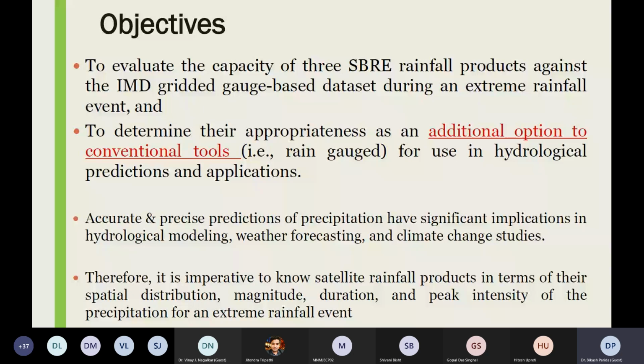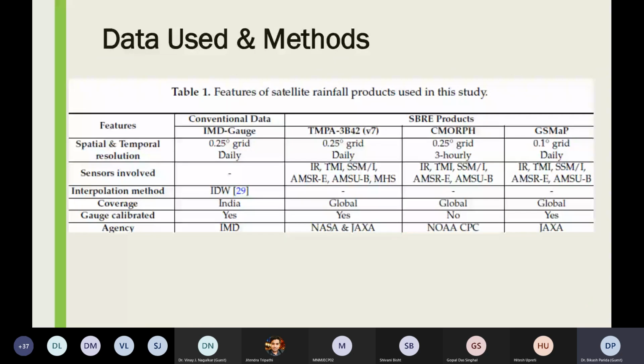Therefore we should have good knowledge of how close the satellite data is to the ground based or gauge based IMD data. These are the different products that we compared. TMPA, that is your TRMM rainfall data, 3B42 especially. This is the product code. The next product is CMORPH, and the third is GS map. These are the different satellite based products.